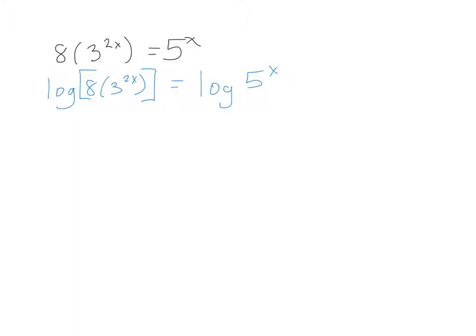So we're going to use that law of logarithms that says, you usually use it the other way. When you're adding things together, you can make it into one logarithm by multiplying the arguments. We're kind of working backwards here. The arguments are multiplied. We're going to separate it into 2 logs. So it's going to be log 8 plus log 3 to the 2x.